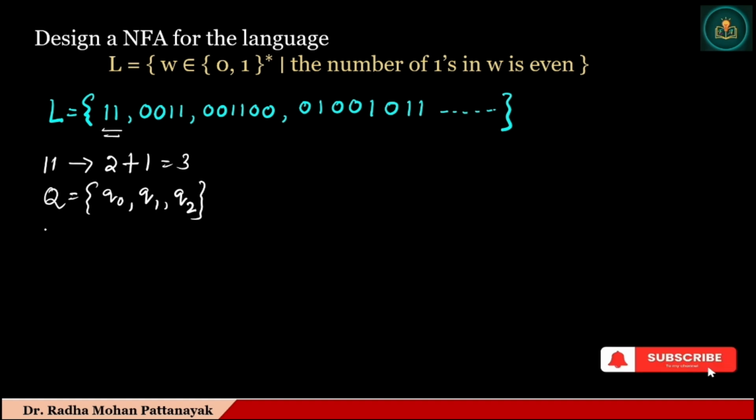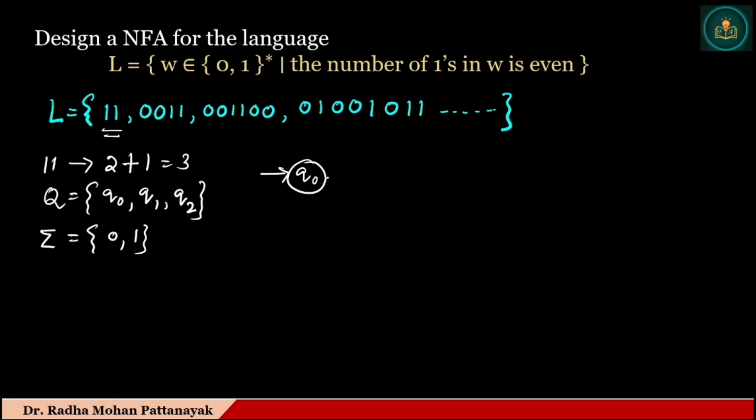Okay. Inputs required are 0 and 1, right? So we'll write sigma equal to {0, 1}. Clear? Now by taking this information, we will design the NFA. So first we'll take the initial state as Q0. Then on Q0, by reading 1 as input, it will move to the Q1 state. Similarly, on Q1, by reading 1 as input, it will move to Q2. And Q2 is our final state. So this is the diagram for satisfying 1 1.